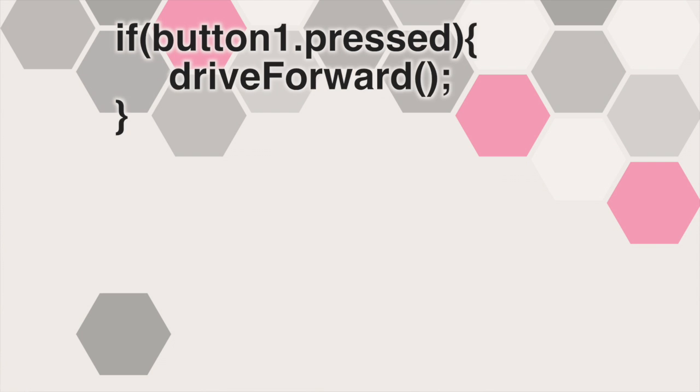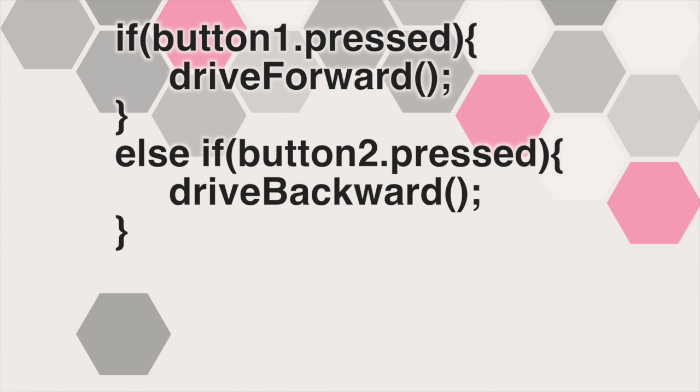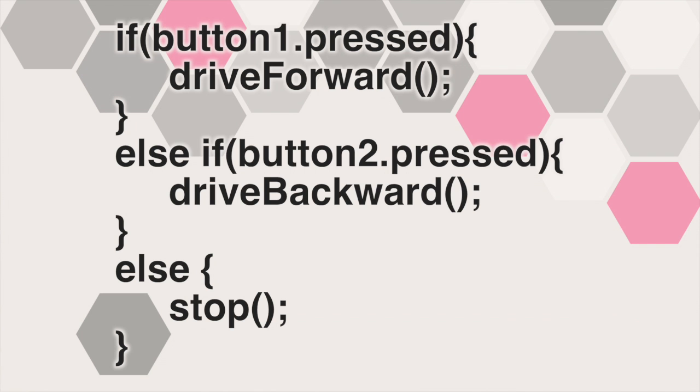So for driving the robot, you might say if button 1 is pressed, drive forward, else if button 2 is pressed, drive backwards, else stop. And when it sees that either the if or the else if statement is true, then it won't look at any of the statements after that, because you can actually have a long chain of else if statements in there, and you don't need to check them all if you know one of them is true.